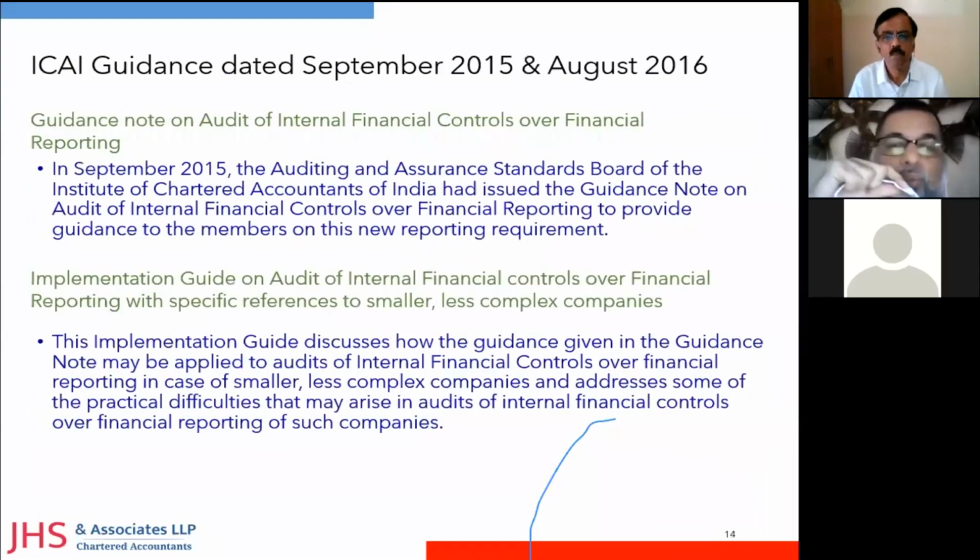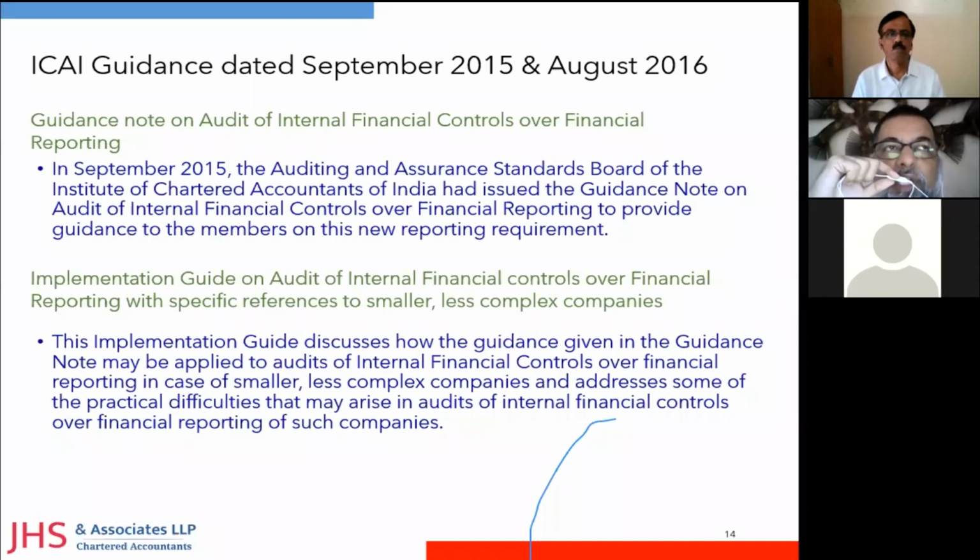There are two specific guidance notes issued by the Institute on the subject of internal financial controls. The first guidance note is applicable to large listed organizations that have multiple products, multi-product companies operating in several countries, in different geographical territories and regions, with complex organization structures. This was issued in September 2015.